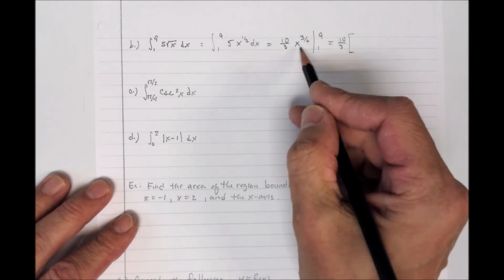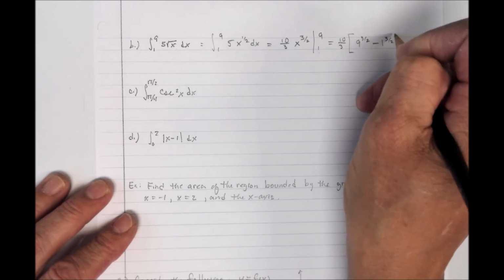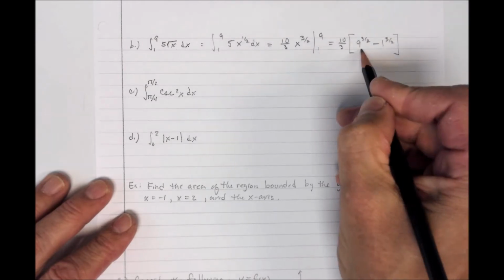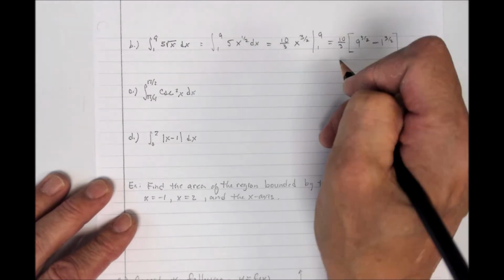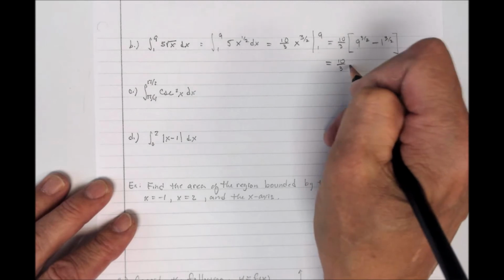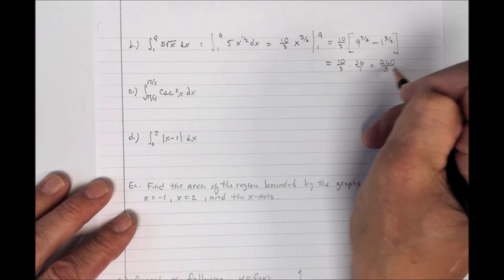So first I'll plug in 9, so that's 9 to the 3/2 minus 1 to the 3/2. 9 to the 3/2, you take the square root of 9 and cube it, that's 27 minus 1, that's 26. So this is 10/3 times 26, which is like 26 over 1, or 260/3. There's my answer.